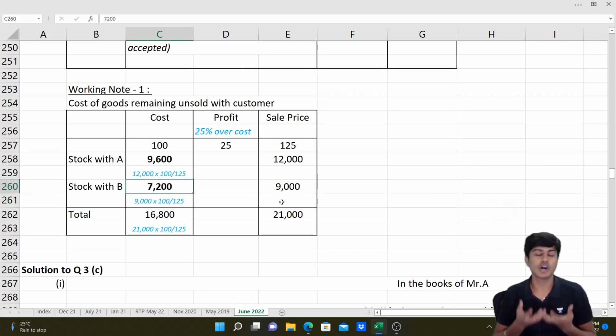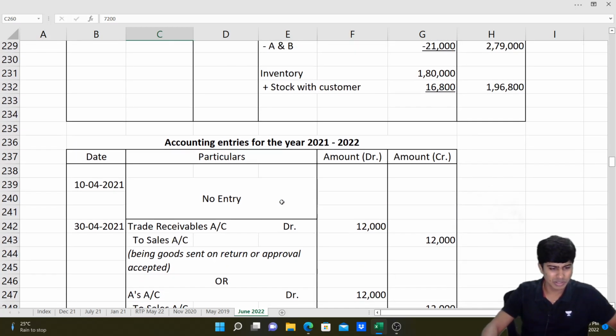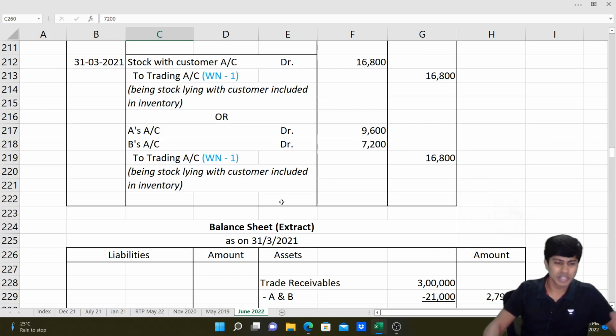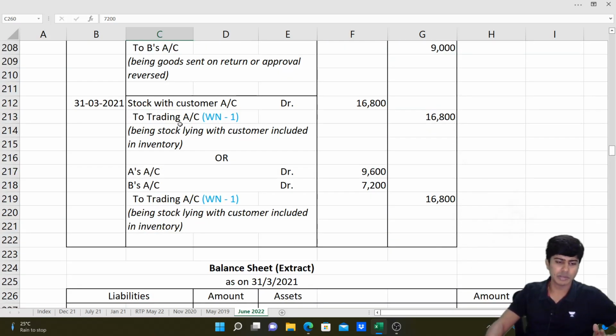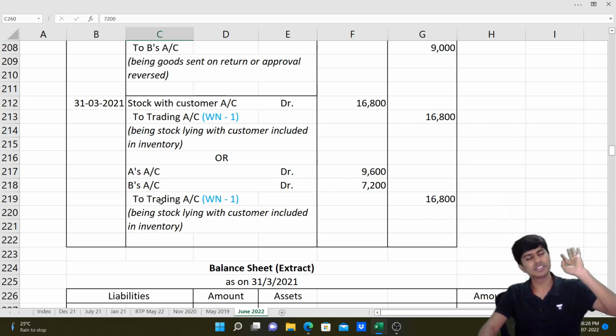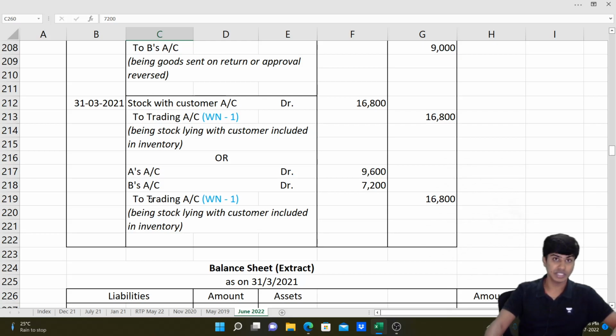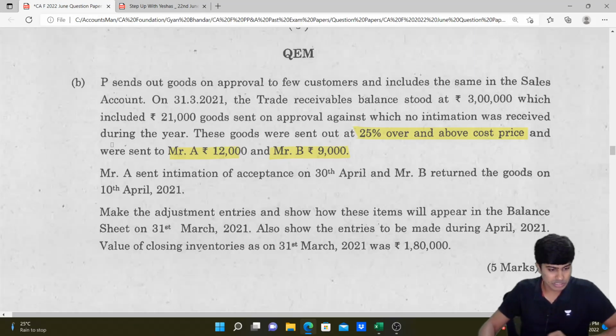So much our closing stock will increase. So stock account will be debited. Credit will be given to stock with customer account, or you can write trading account also. That also will work. So the entry will be stock with customer account debit to trading 16,800, or you can write individually, stock with A 9,600, stock with B 7,200, total 16,800. This is the entry.